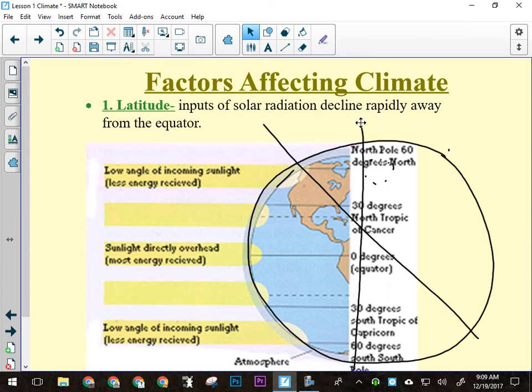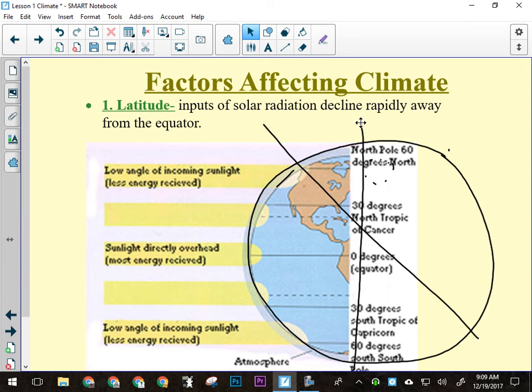It gets warmer. I wouldn't say it gets hot. They could have some isolated 25, 30 degree days, but for the most part, it doesn't get really hot. They still tilt towards the sun, but they're still very far north, so that sunlight isn't very direct.